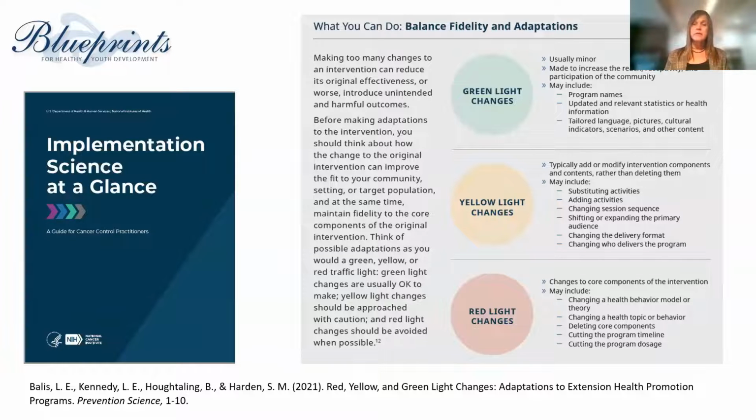When it comes to adapting, think about green light changes, which could be minor changes to improve reach, receptivity, and participation. It could be like what I just went through in the last slide, adaptations made to Promoting First Relationships in terms of changing the name, given input from community providers or community leaders on how to make these changes and what these updates might look like. Versus yellow light changes, where you might be adding or modifying intervention components rather than deleting them. It could include substituting activities, adding activities, etc. These are all yellow light changes that should cause pause in terms of whether or not they could affect outcomes.